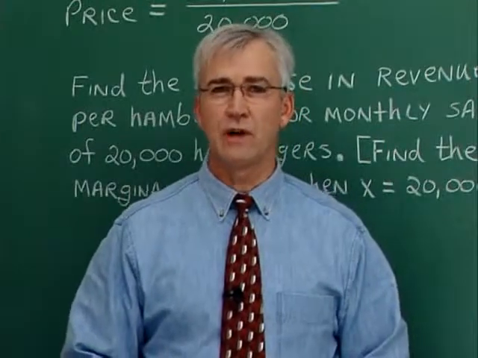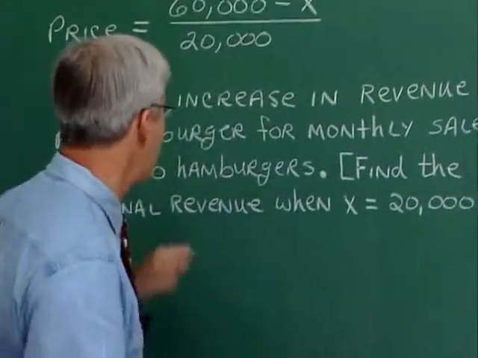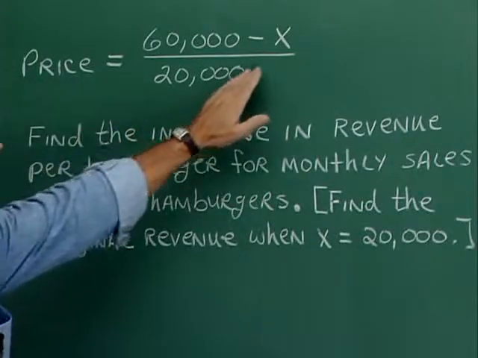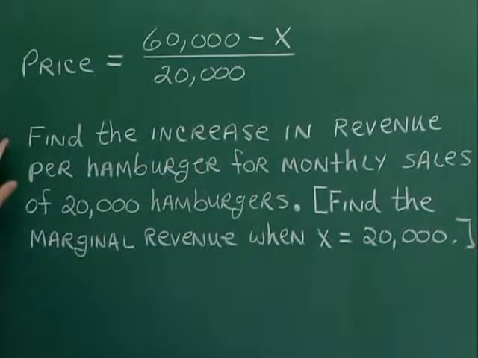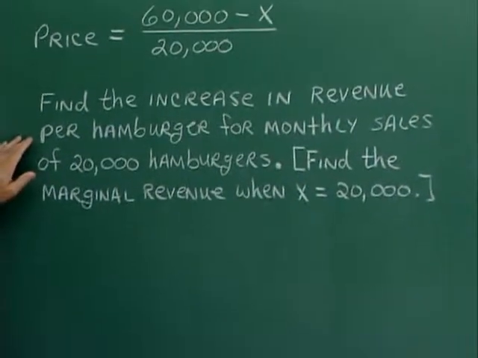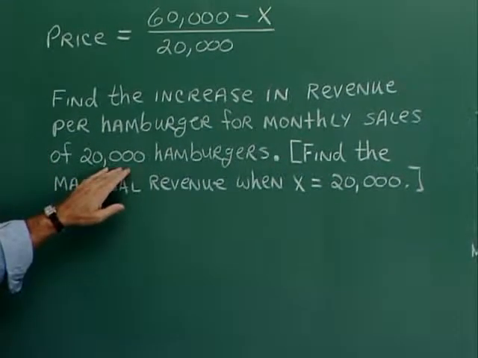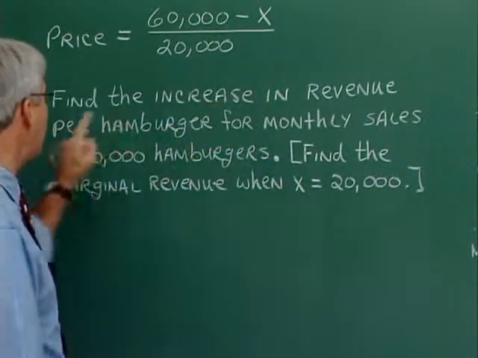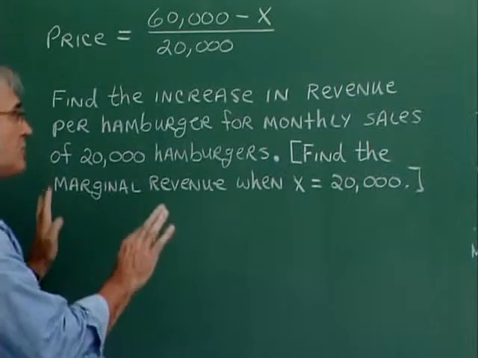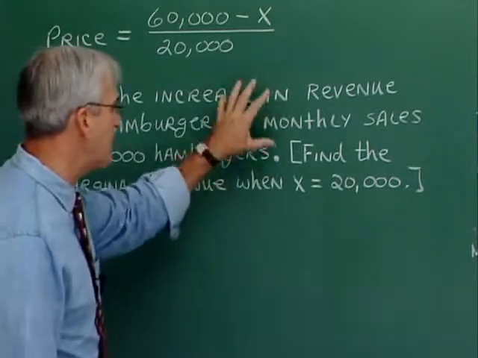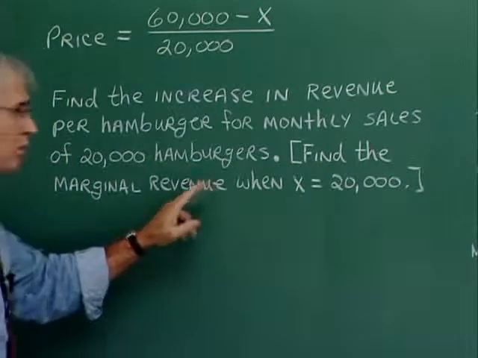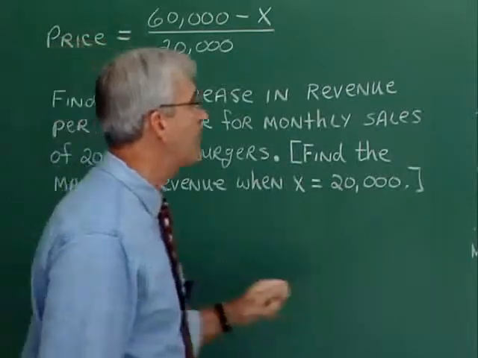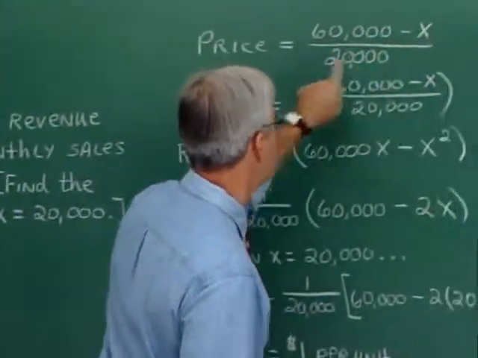Suppose a fast food restaurant has determined this as its demand function for hamburgers. And notice its price in terms of some expression in X. We want to find the increase in revenue per hamburger for monthly sales of 20,000 hamburgers. Now, this is a sales level of 20,000 hamburgers. The increase in revenue per hamburger, the rate of change in revenue, is the same thing as saying find the marginal revenue when X is 20,000. That's what this is. All right, we start with the demand function. Price is 60,000 minus X over 20,000.